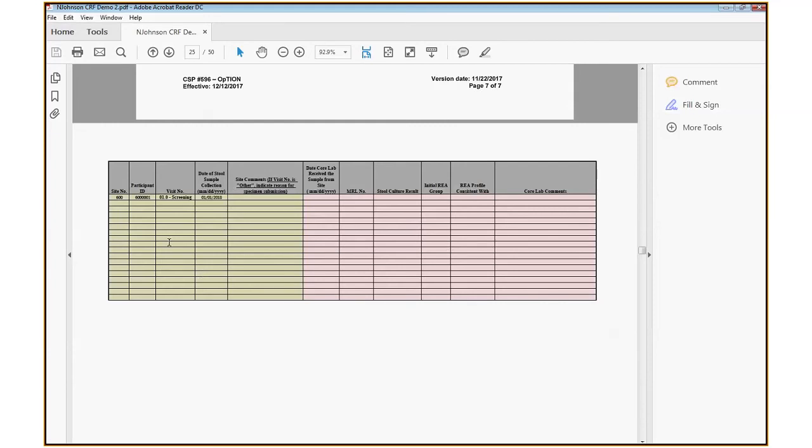This will be used to track stool samples that are collected, and also be used as a shipping manifest when sending out your samples to this core lab. In this, you'll put your site information, the participant ID, which visit the sample was taken for, the date of the stool collection, and any other comments that are necessary.